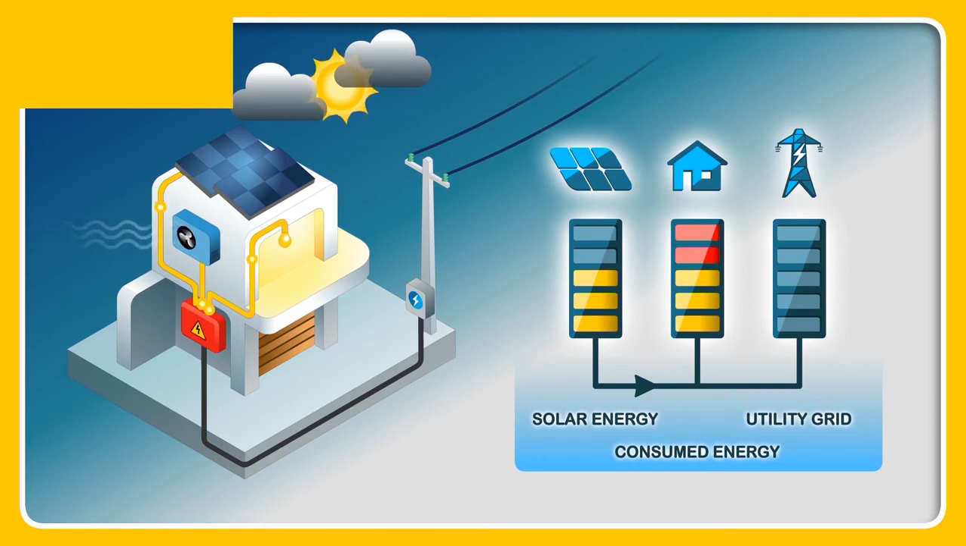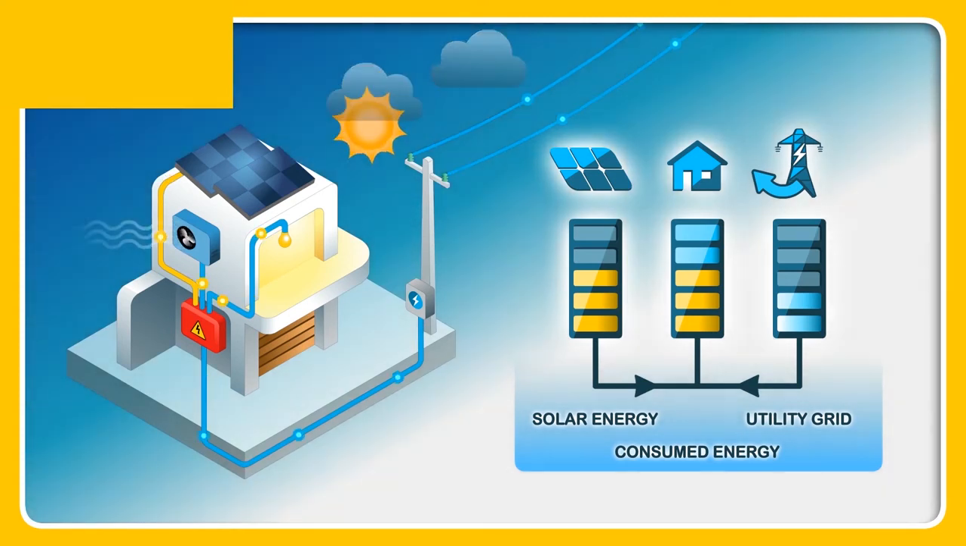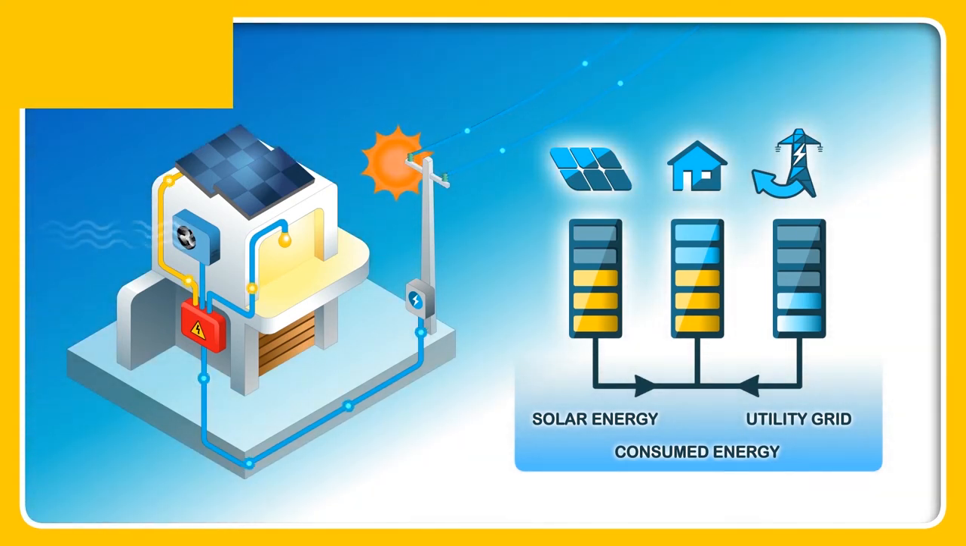But when dark clouds appear in the sky, the solar panels don't produce enough energy to meet the needs of the house. Then, the utility grid compensates for this shortfall. The solar panels and the grid are now jointly feeding the house. The same scenario happens in the mornings or the evenings. Whenever the solar panels don't produce enough energy, the utility grid will supply the deficit energy.